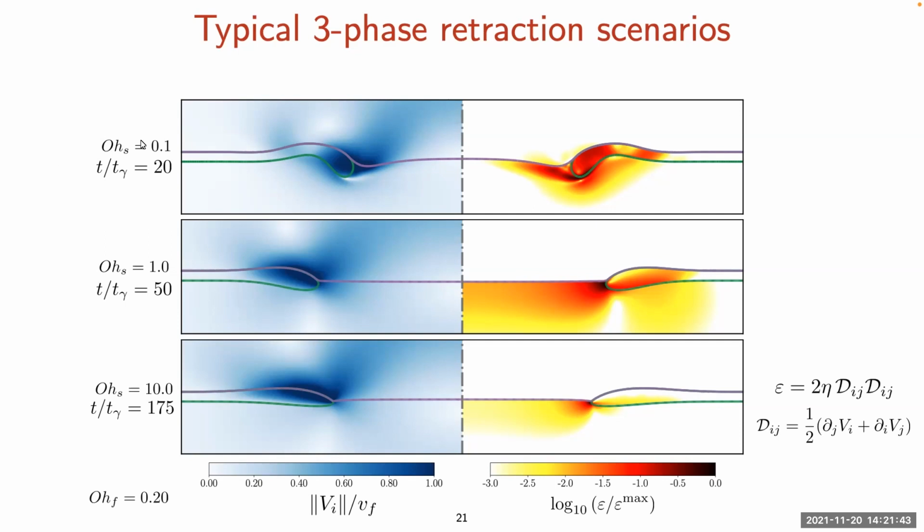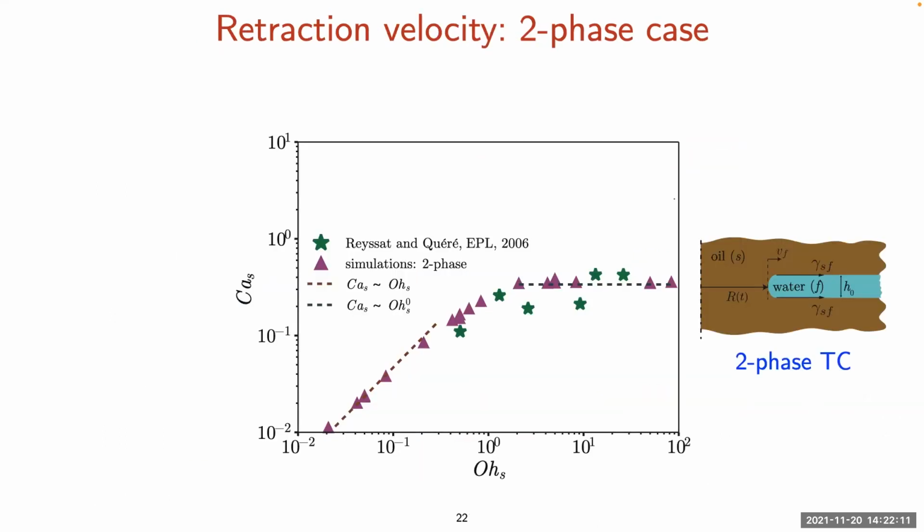Note that at low Ohnesorge number or low oil viscosities, the retracting film digs into the oil phase because of an imbalance of surface tension between lower and upper interfaces, but as the viscosity increases, this effect is less pronounced. Also note from the viscous dissipation contours that the dissipation is very much localized near the retracting tip. So these were the dynamics we identified from the classical and two-phase Taylor-Culick retractions.